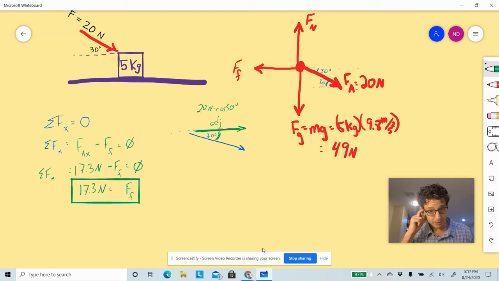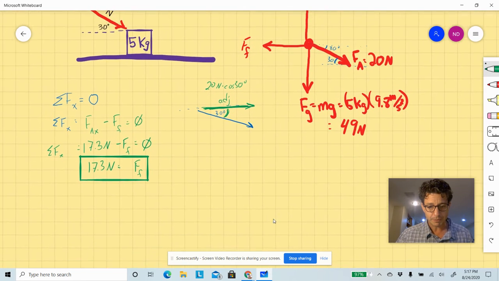All right, so here we are up to part three. Part three is asking us to determine the coefficient of static friction. So to figure out the coefficient of static friction, we're going to need to know the force of friction, which we have. But there are some interesting points here.